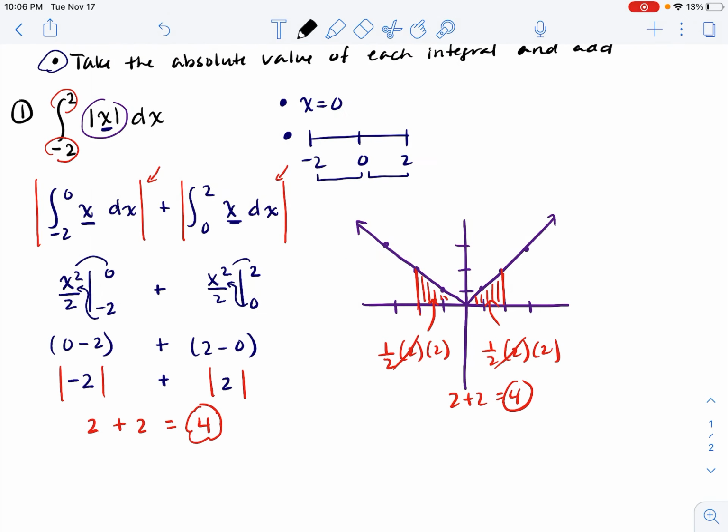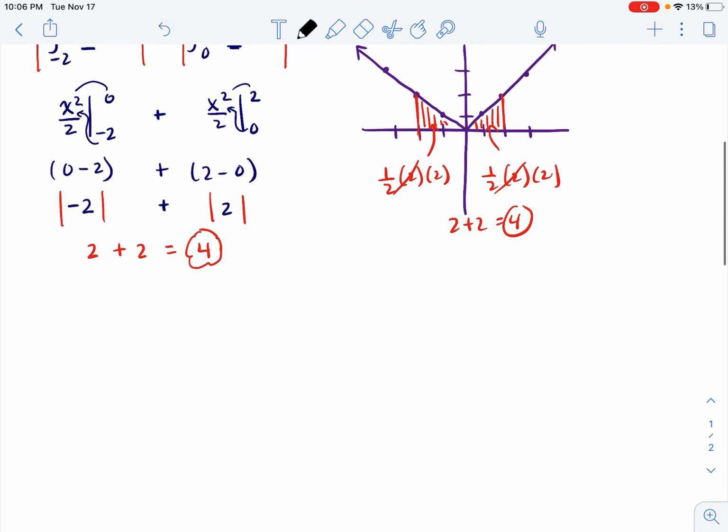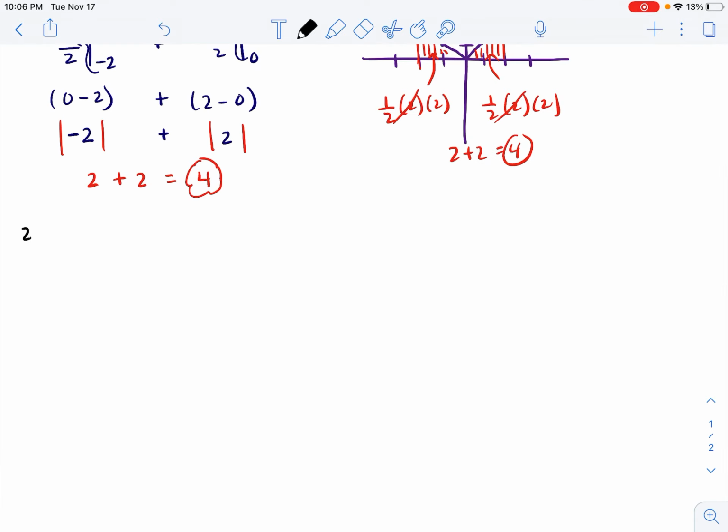All right, let's look at another example that's a little bit more complicated. Check out this one. So I have the integral from 0 to 3 of the absolute value of x squared minus 4 dx. Okay, so this one's a little bit more complicated. So again, let's just go through the steps. Step 1 is to take your function, which is now this x squared minus 4, and find out where the heck does this thing equal 0.